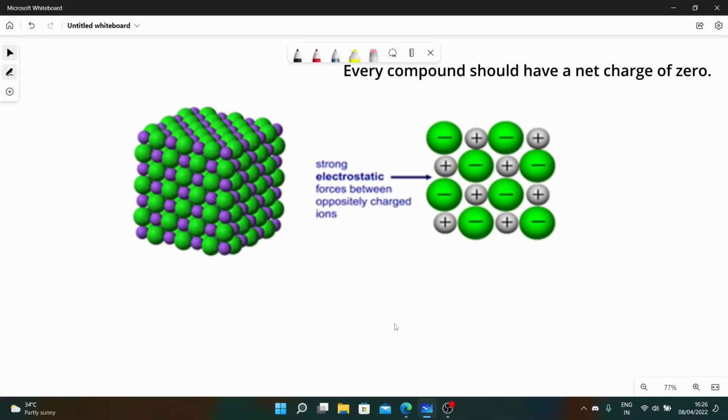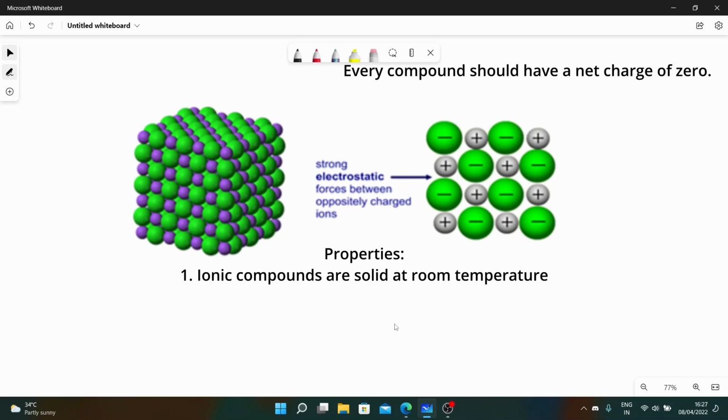Ionic compounds are solid at room temperature. This is because the ionic bonds are very strong, so it requires a lot of energy to break this bond. So they have high boiling and melting points, so they are solid at room temperature.